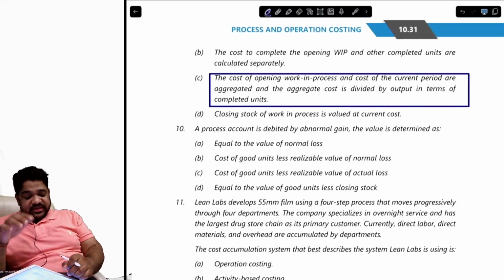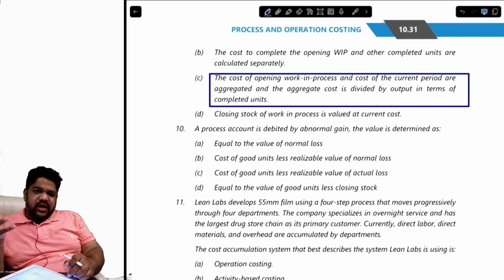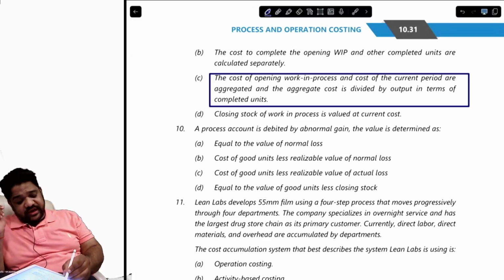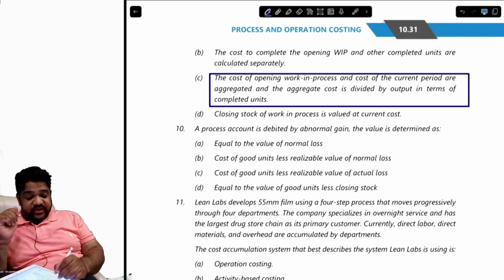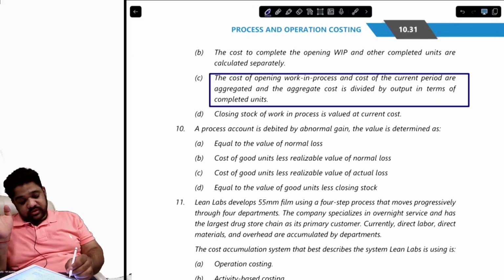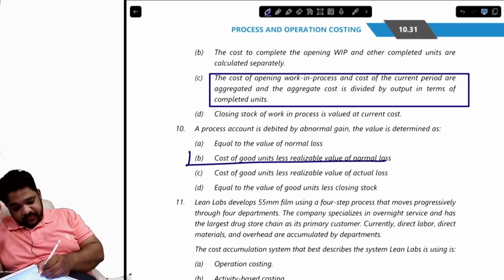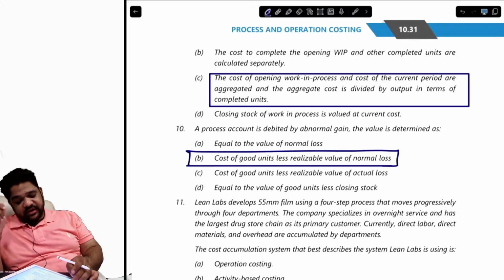A process account is debited by abnormal gain. The value is determined at expected cost per unit equal to the value of normal loss. Value of normal loss is scrap. It is not scrap. Cost of good units less realizable value of normal loss. This seems right. Cost of good units less realizable value of actual loss. No, we never have actual loss directly written into it. Equal to the value of good units less closing stock. No, I think we'll go with B. The cost of good units less realizable value of normal loss.